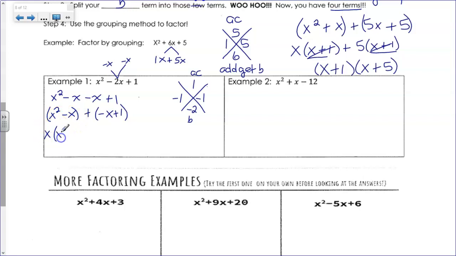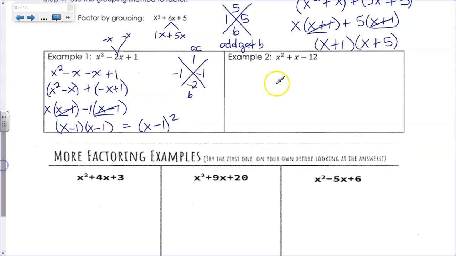Okay, what will come out of here? X. That leaves me x minus 1. This is a negative, so I'm going to take out a -1. Negative divided by negative is positive x. Positive 1 divided by -1 is -1. Underline, underline. So that will be x minus 1. X minus 1 is left over, and I'll mark that out. Now you can write this, because they're both the same, as x minus 1 squared.